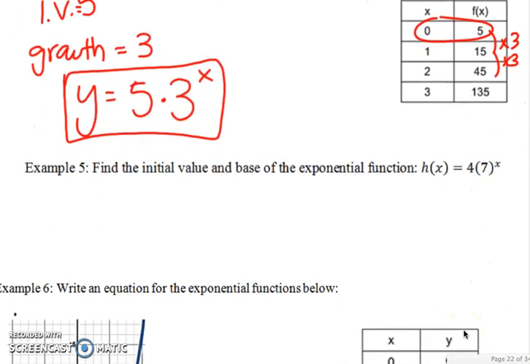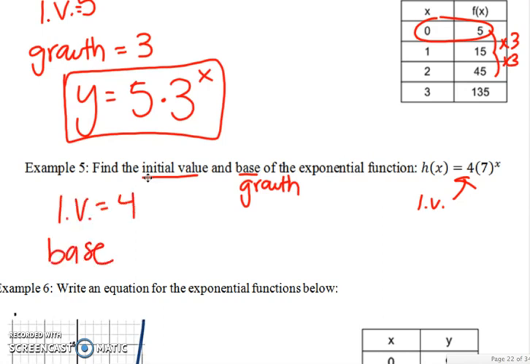On number 5, it wants to find the initial value and the base. Remember, base is the same thing as the growth factor. So that would be my initial value. So my initial value is a 4. My base is the number next to the x. So my base is going to be a 7. Okay?